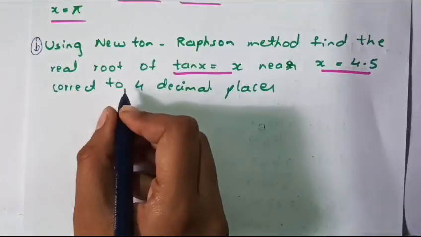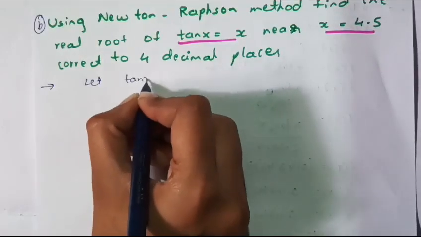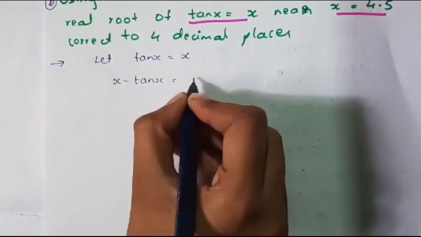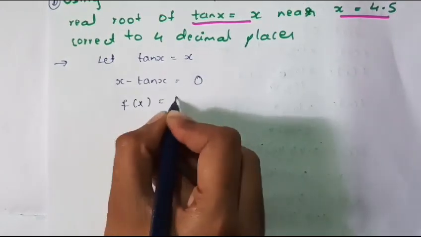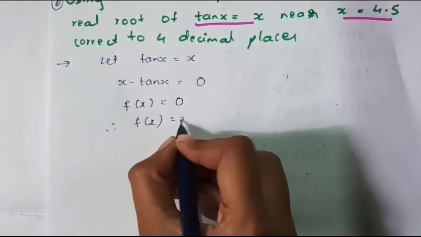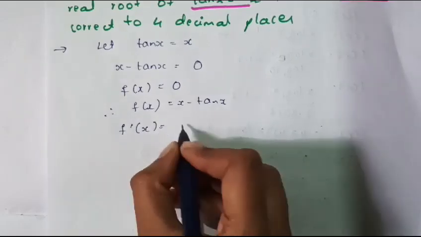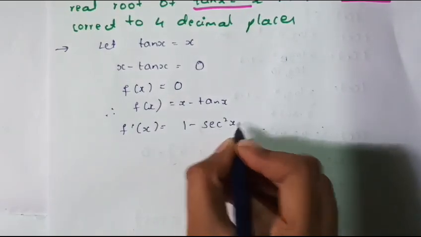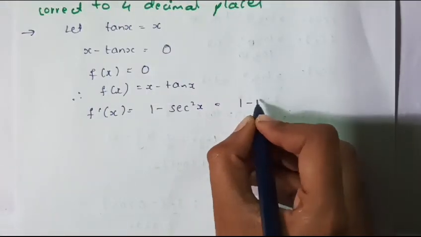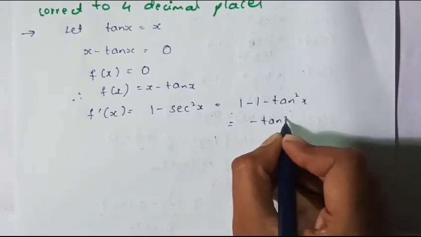I am solving the b question. To solve this, let us consider tan x equals x, where x minus tan x equals 0, where f of x equals 0. Therefore the value of f of x is equal to x minus tan x. So when we differentiate f of x, f dash of x equals 1 minus secant square x, since the differentiation of tan x is secant square x, which is minus tan square x. That is the answer.